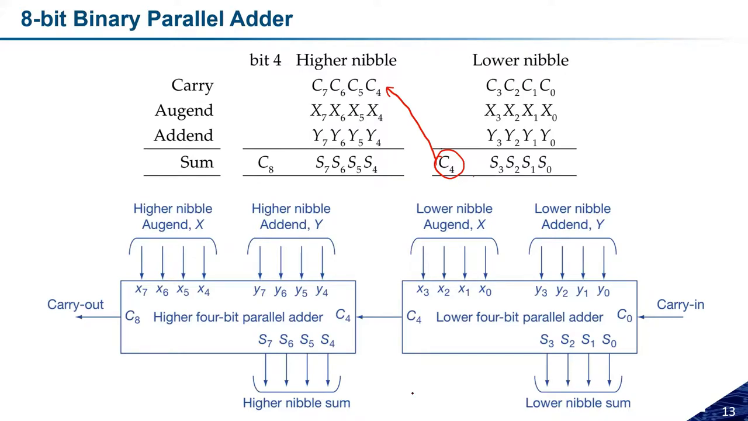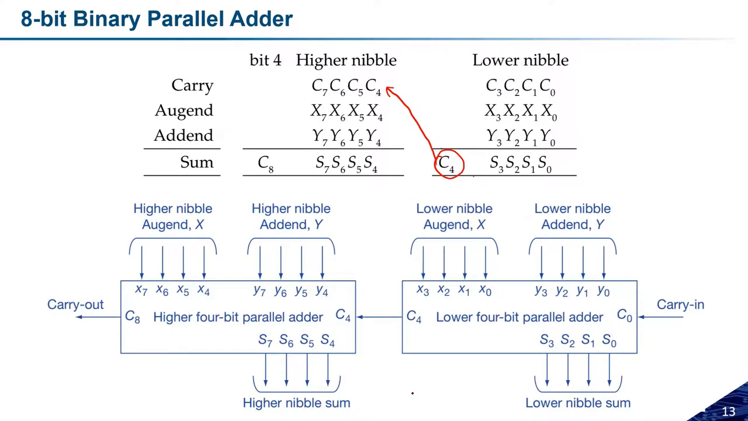So this will give you the 8-bit binary parallel adder kind of structure. Okay. I think there is no doubt on this. So this is how we can perform the 8-bit binary parallel addition with the help of two 4-bit binary parallel adders.